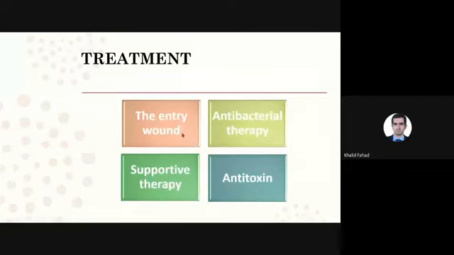Then after that, we have to ask about the vaccination status of the patient. If the patient is at high risk, for example a 6-year-old, we may give antitoxin in addition to a booster dose of DTaP, which is the vaccine that contains tetanus.